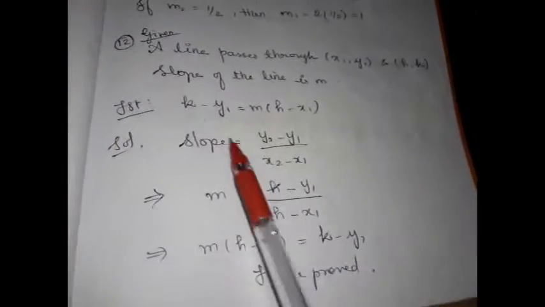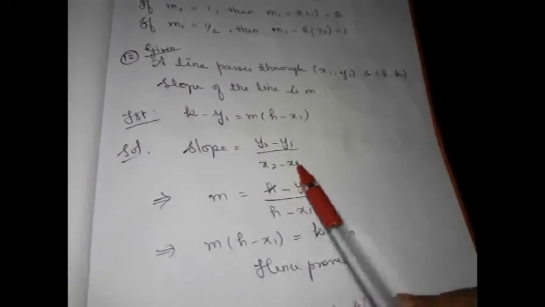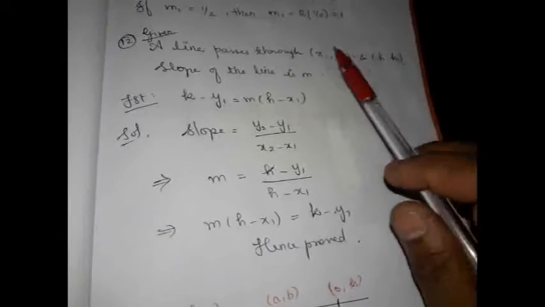Then they asked you to show some equation. When a line passes through 2 points, how will you find its slope? y2 minus y1 divided by x2 minus x1, right? So using that relation we can find the slope, y2 minus y1 divided by x2 minus x1. So y2 is K, minus y1, divided by h minus x1.